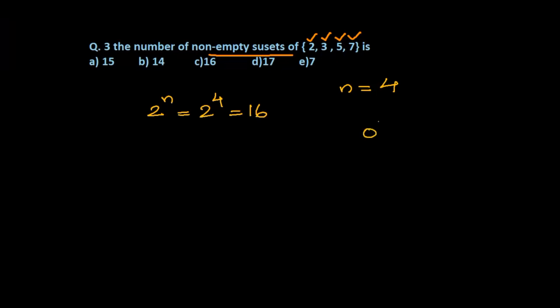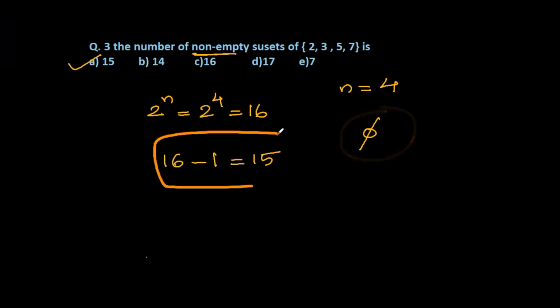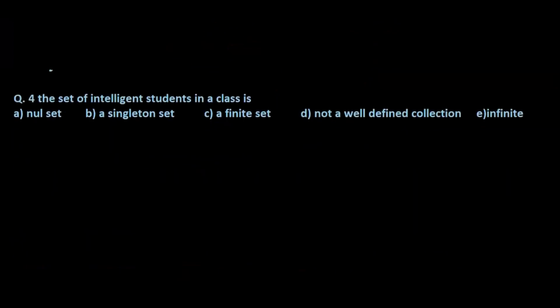But we know the null set is a subset of all the sets. Here the question is the number of non-empty subsets. So we have to subtract that null set from here. So 16 minus 1, 15 is the number of non-empty subsets. So the answer is option A. Hope all of you understood. Here we have to remove that empty set from the set of subsets. That is why it is 2 raised to n minus 1. Okay, next we are going to the fourth question.